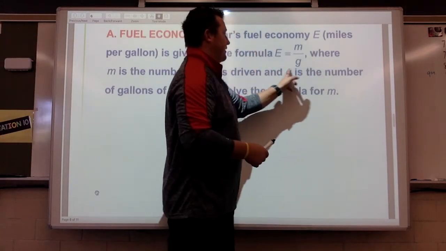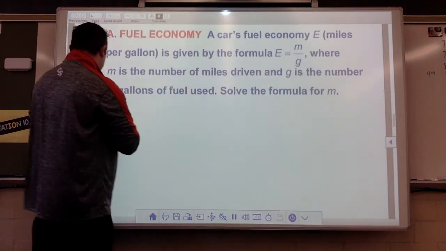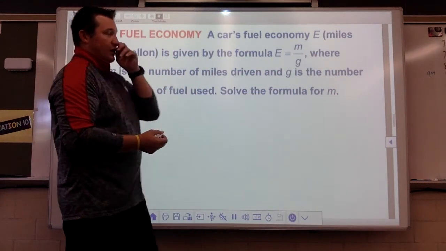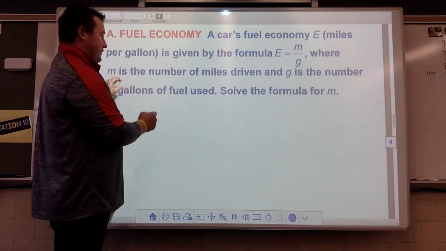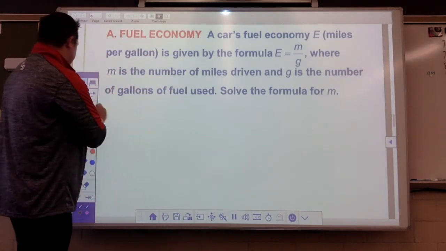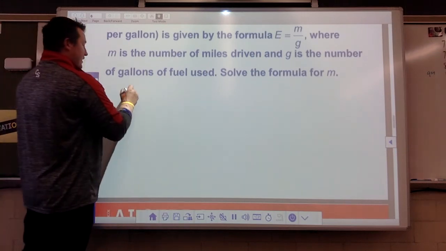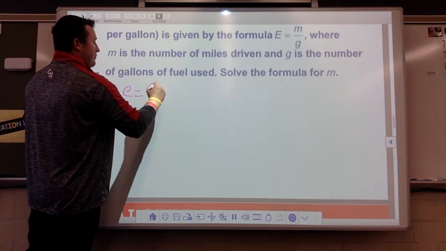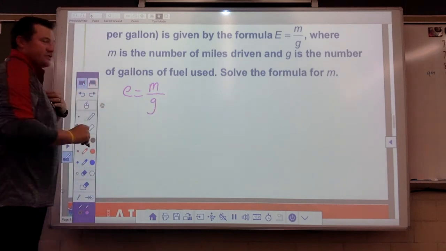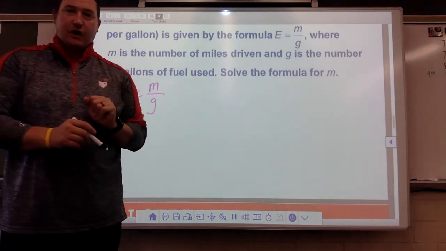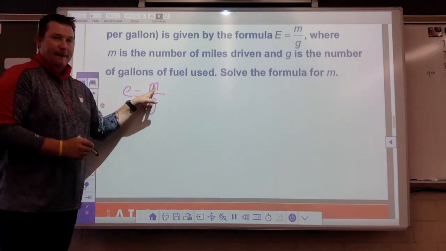So I want to take this and solve it for M. I really wish they would have said solve for G, and I think we're going to do that here in a second. Okay, so let me move this up. I want to have a little bit more room. Okay, so E equals M over G. I'm going to solve it both ways, guys. The very first we'll answer their question. We'll solve for M. Okay?